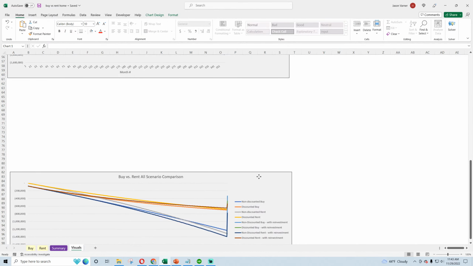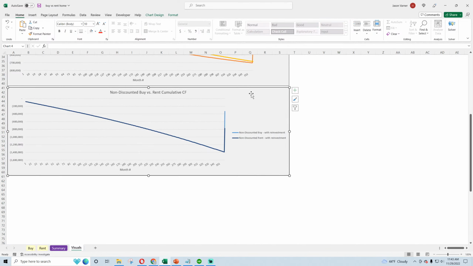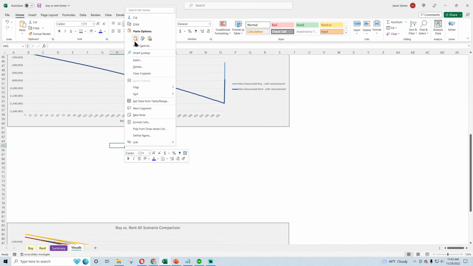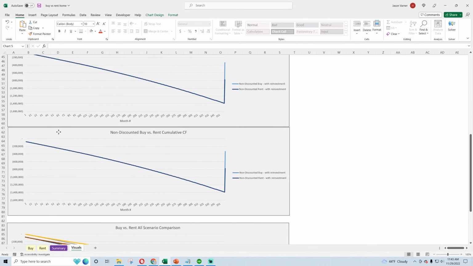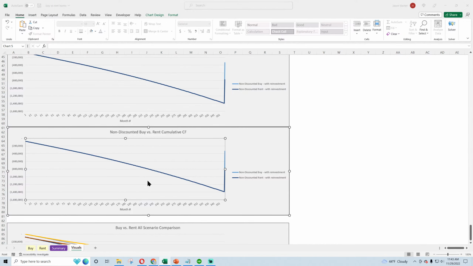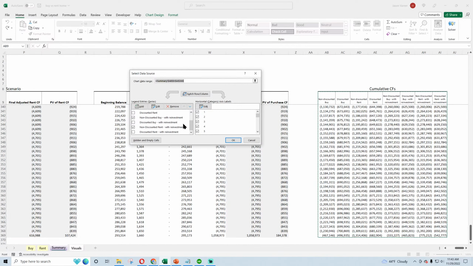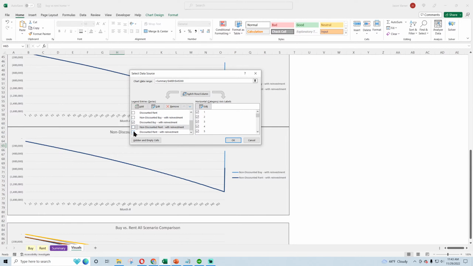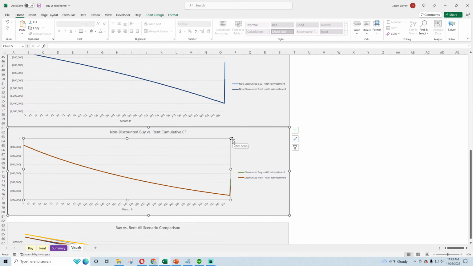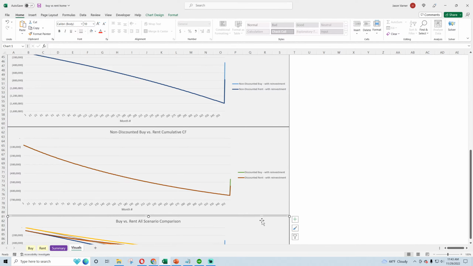Now let's do discounted buy versus rent with reinvestment of any differences. And then that's it. Now this is the closest one. If you're going to discount, you're reinvesting any savings, you're really close here. Now my question is, wait, why is this, so discounted buy, discounted rent.